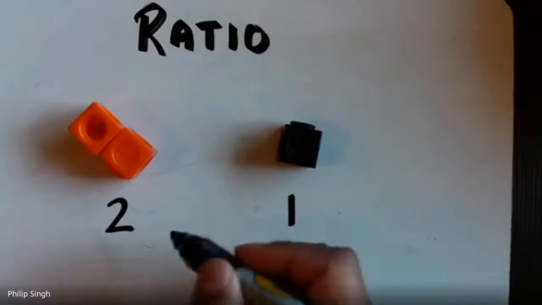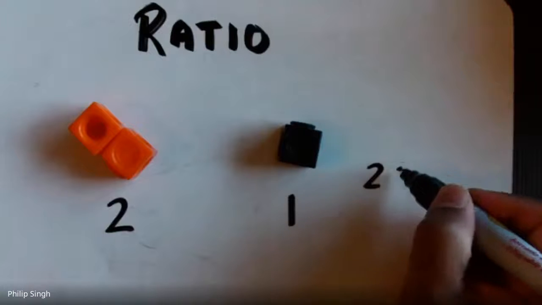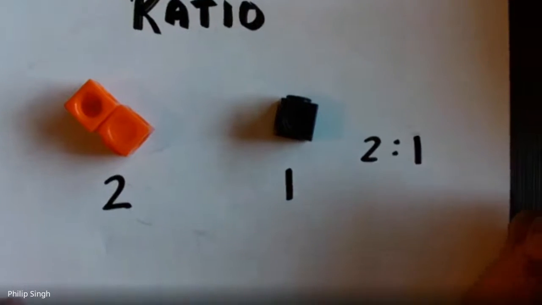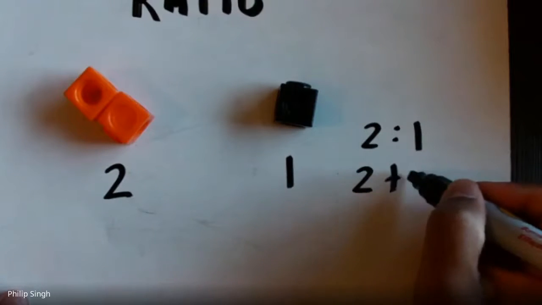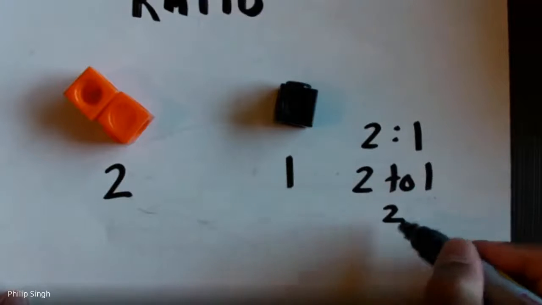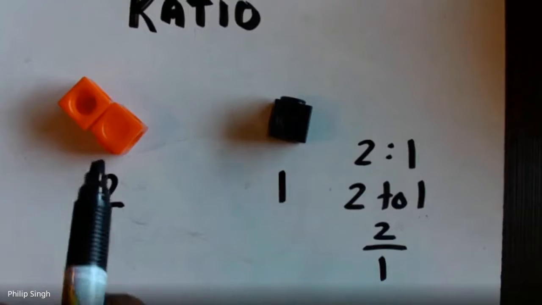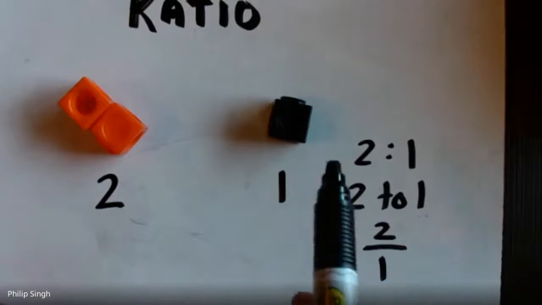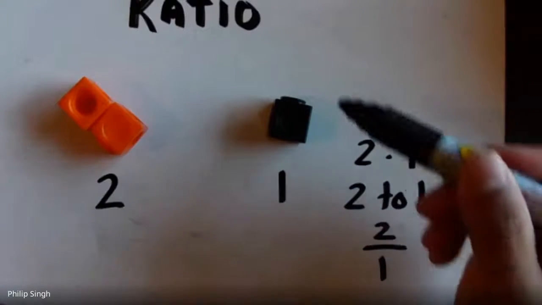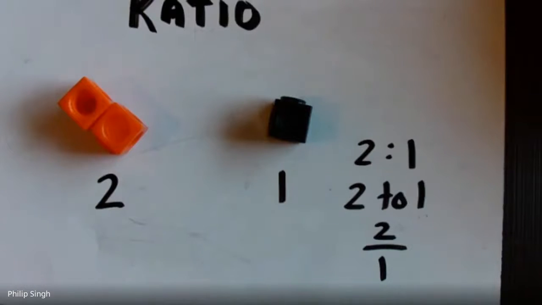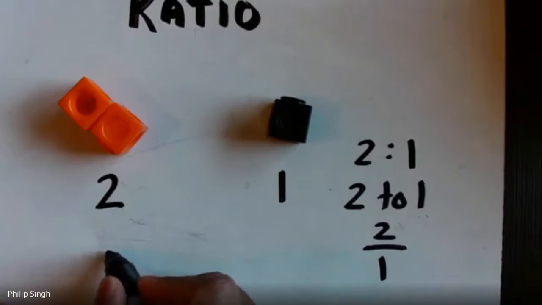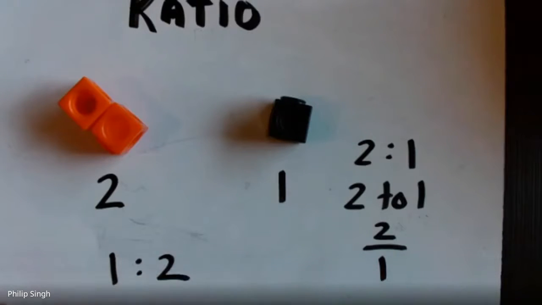Now, we can write it as 2 to 1 with a colon. We can write it as the words 2 to 1, or we can write it as a fraction as well. It's important to note that because orange is first, like I said, orange to black, the first number would represent orange and the second number would represent black. If I asked what was the ratio of black to orange, then it would be the other way around. It would be 1 to 2.